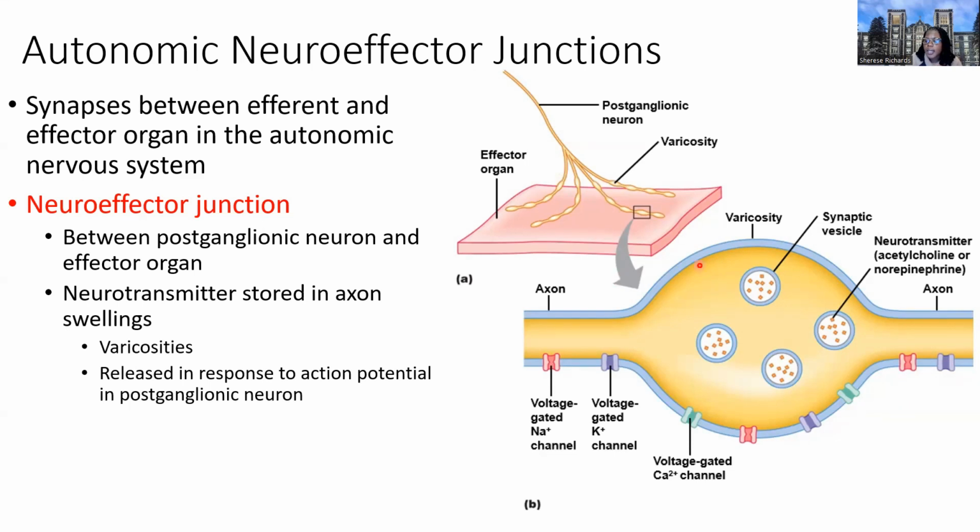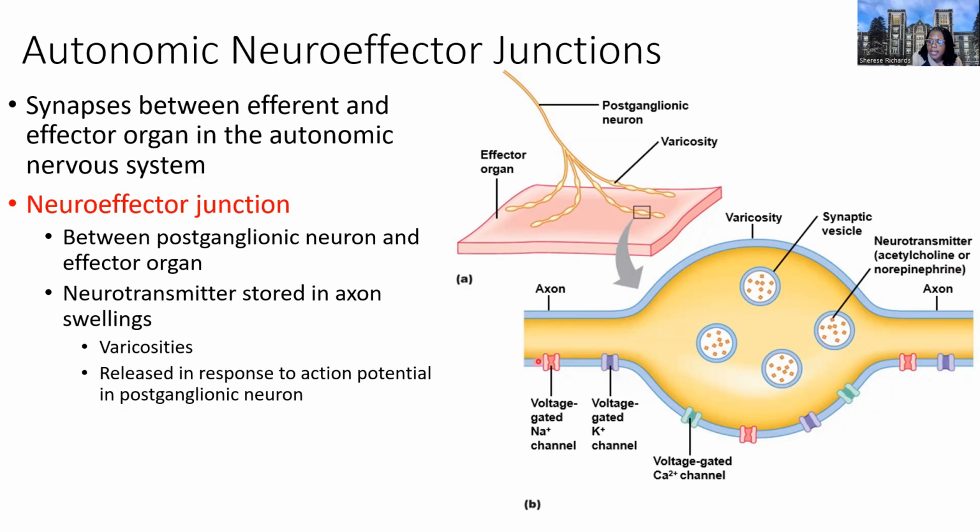So if we look at the close-up version of that, here's what the varicosity looks like. Here is the synaptic vesicle inside that dilation or the swelling. And then inside the vesicle, we have the neurotransmitter in question. Depending on if this is a postganglionic neuron on the sympathetic side, it would contain norepinephrine or epinephrine. If it is a postganglionic neuron on the parasympathetic side, it would contain acetylcholine.